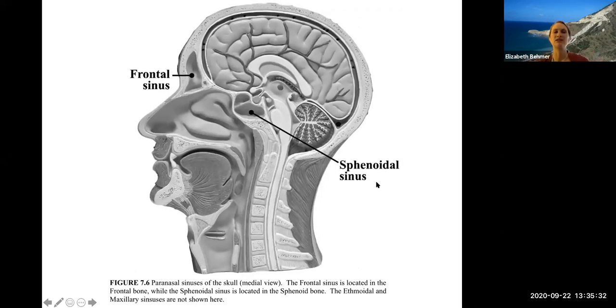Then sinuses. So a sinus is any space or cavity within the skull. And the sinuses are named for what bone they are in. So the frontal sinus is a space within the frontal bone, right in the front area. And the sphenoidal sinus is a space within the sphenoid bone. So again, these are just different spaces or cavities within the skull.